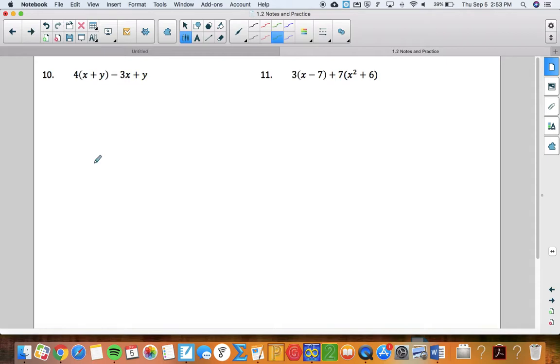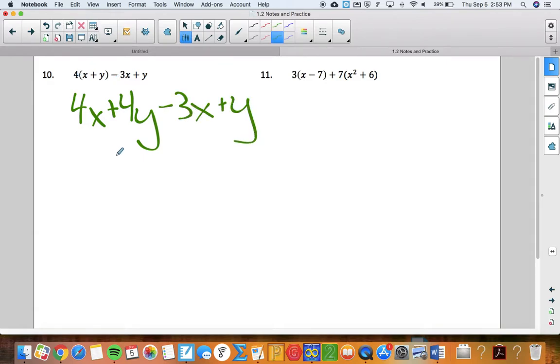Number 10. Distribute first. 4x plus 4y. The parentheses ended, so there is nothing else to distribute the 4 to. And then there is no distribution after that, but I'm going to copy down what I have. Identify your like terms. It has to have the same letter or variable with the same power. So the 4x and the negative 3x are like terms. That combines to give you a positive 1x. And then 4y plus positive 1y. If it helps to put a 1 in front of this y, do it. That gives you 5y.